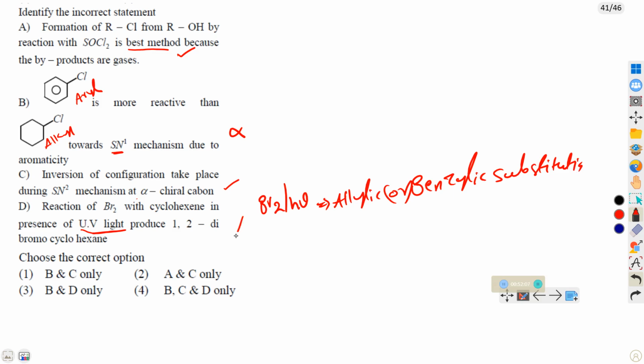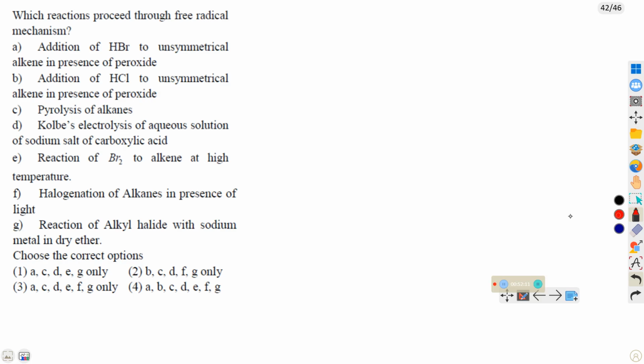So based on that, statements B and D are wrong. Which reaction proceeds through free radical mechanism? HBr with peroxide follows anti-Markovnikov's rule, and anti-Markovnikov's rule proceeds through free radical mechanism. Except HBr with peroxide, all remaining peroxide additions follow Markovnikov's rule. Markovnikov's rule follows electrophilic addition.